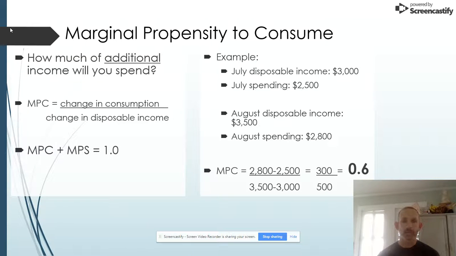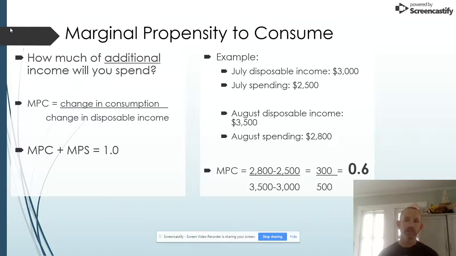So an example appears in the right column. Let's say my July disposable income was $3,000, and of that I spent $2,500. You can calculate my average propensity to consume based on that, but we're looking for the marginal, so we have to have a change. So let's say I get a raise in August and my disposable income goes up to $3,500. I increase my spending to $2,800.